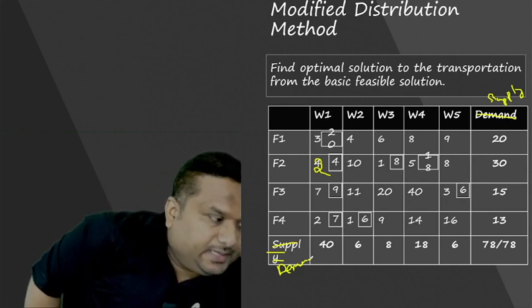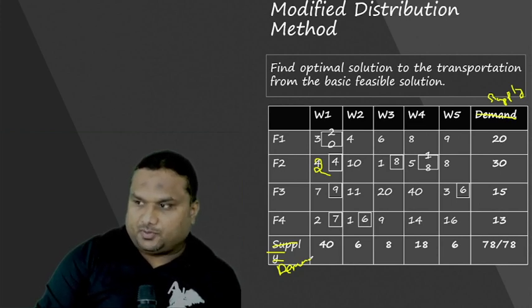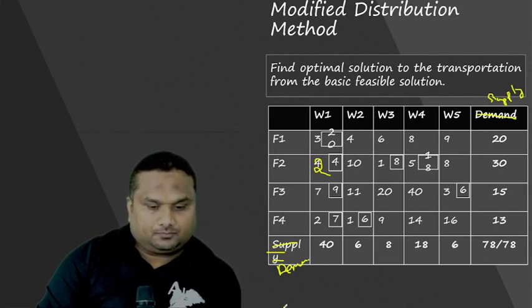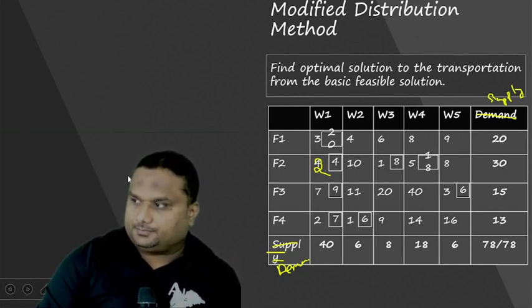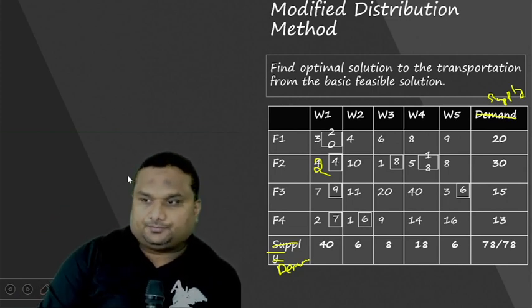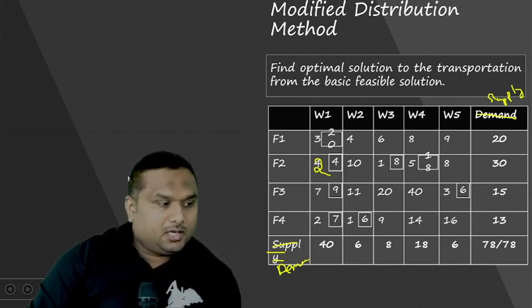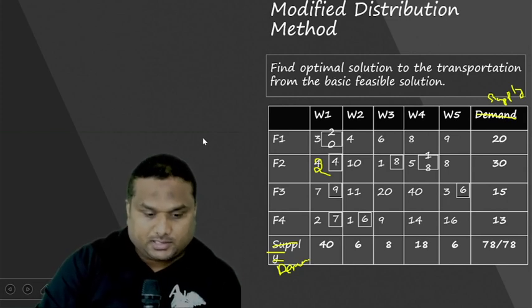What is this method? Tell me. Please respond. If you completed, please respond, everyone. Ready? Now tell me. Read the question. What is the name of the method? Modified distribution method. What are we going to find out in the modified distribution method? The optimal solution.